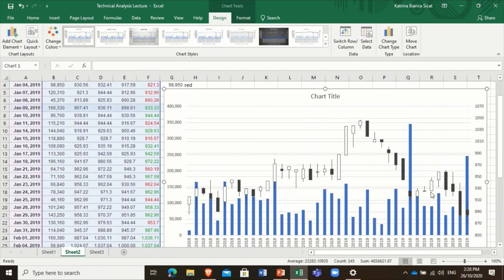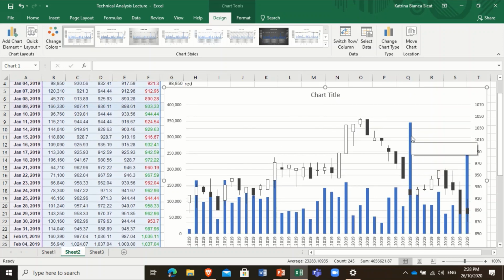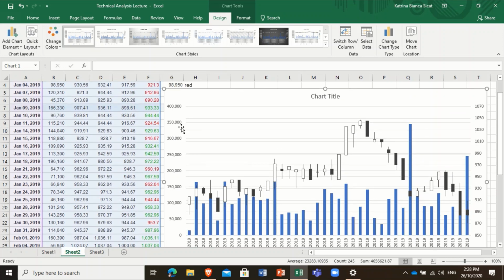And nasa baba, yung ating volume. So, makikita mo kaagad nung February 15, 2019 is umabot ng almost 350,000 yung volume range for that day. Okay, so ayan, kitang-kita mo na. And you can easily edit your chart.